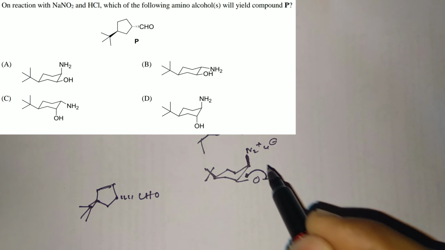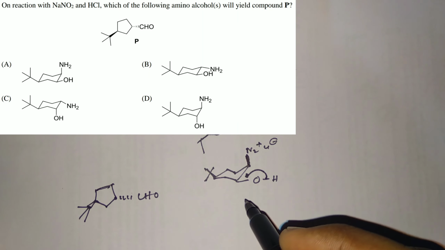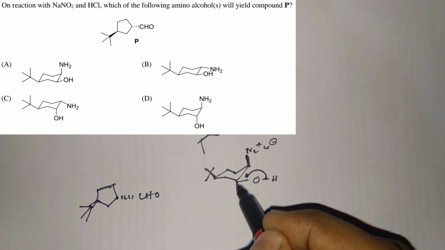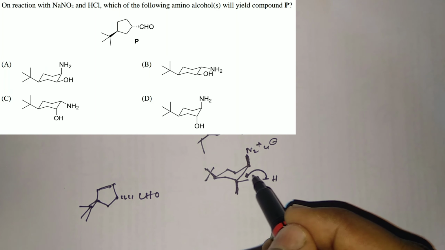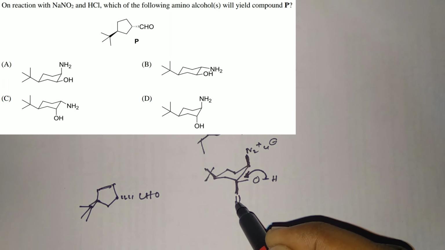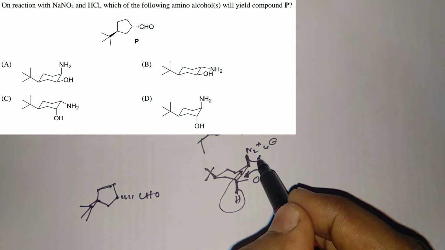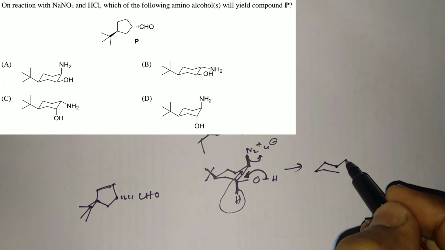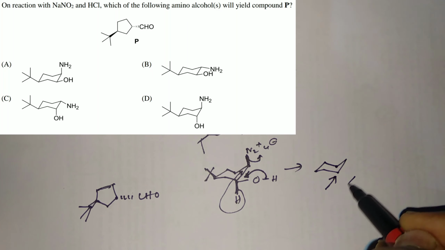So we need to find another bond or group which is anti to this leaving group. So anti to the leaving group, this one. When this bond breaks, this hydrogen will go like here, and this will detach from the system, and finally we'll get a product. So it's already a 6-member ring. So this is not possible.